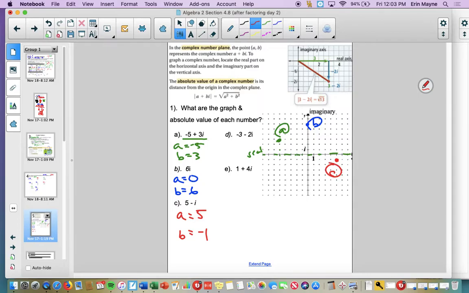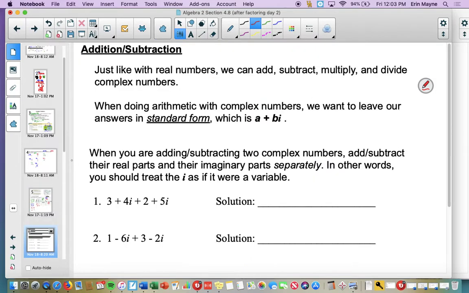That is C. For D, my real is negative 3. My imaginary is negative 2. 1, 2, 3, 1, 2. And for E, we got the hang of this now, hopefully. A is 1 and B is 4. Over 1, up 1, 2, 3, and 4. That is point E.